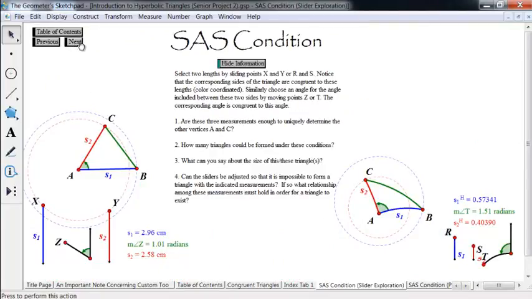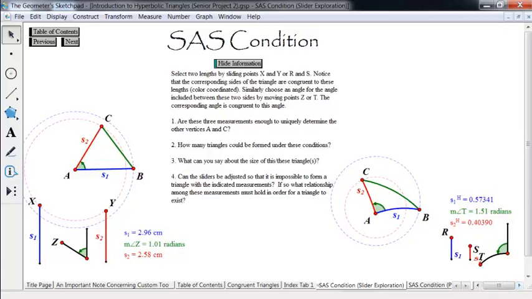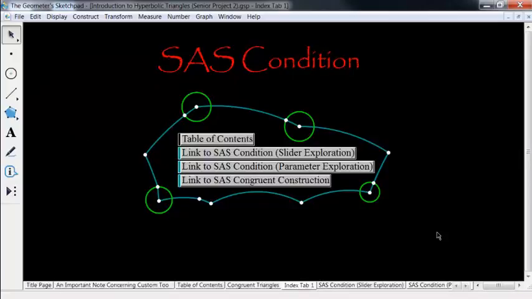The next thing we're going to go to is the side angle side condition. Right before side angle side, there's a tab that goes back to the table of contents, but notice that it has a slider exploration, a parameter exploration, and then some constructions, and along the way we'll work on the proofs as well.